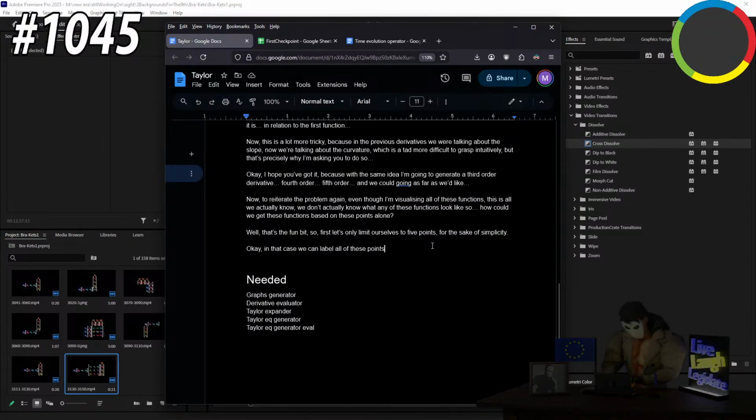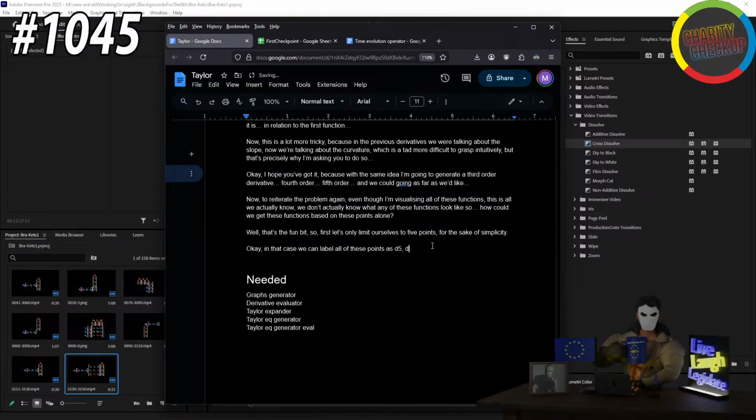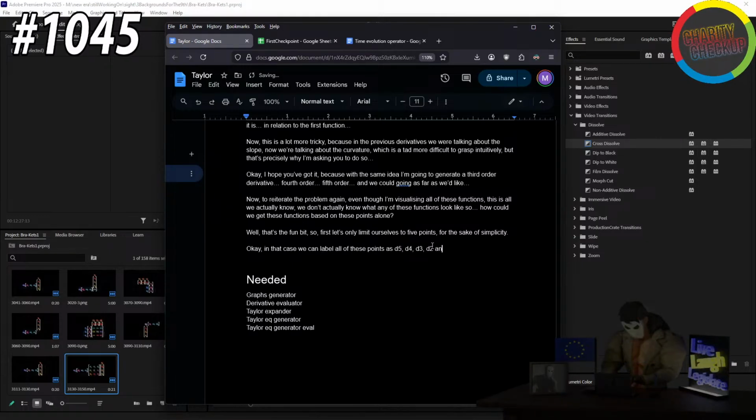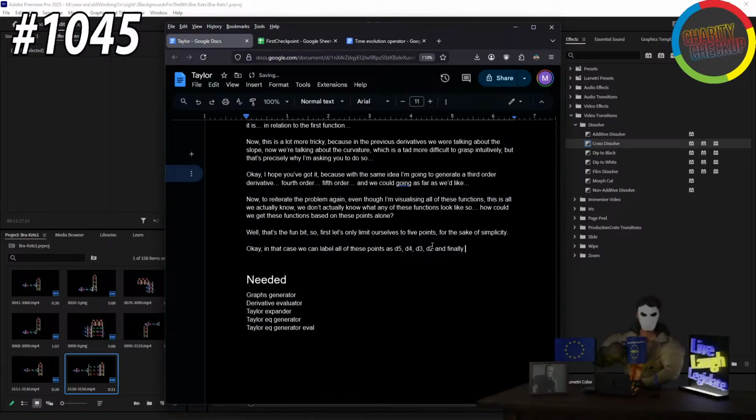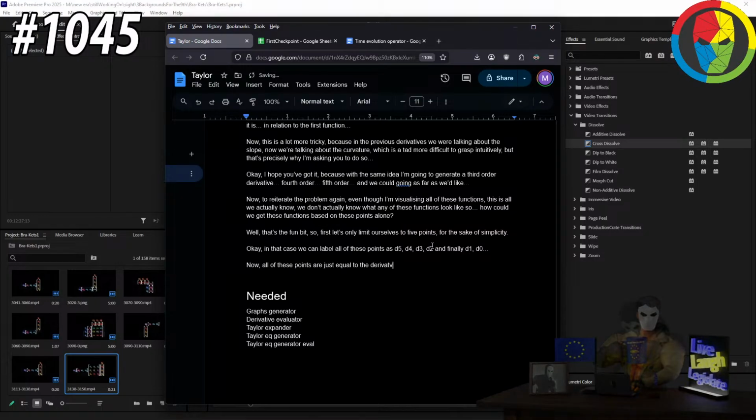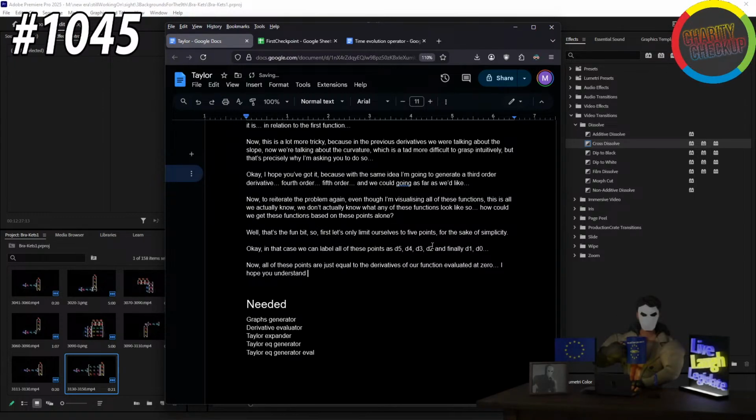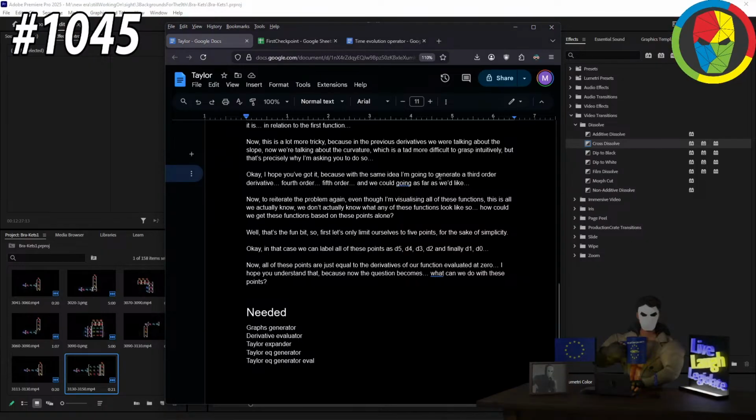In that case, we can do all of these points as d5, d4, d3, d2, and finally d1, d0. Now, all of these points are just equal to the derivatives of our function evaluated at 0. Understand that, because now the question becomes, what can we do with these points? So the basic idea is that we're treating the highest order derivative we get to as a function.